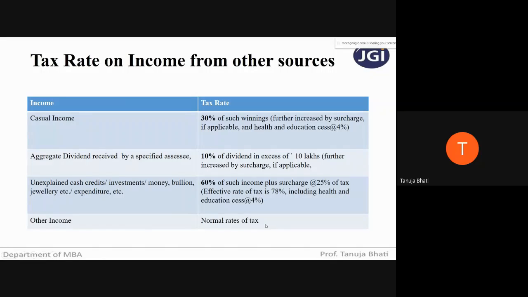So by this we have completed the theory part on income from other sources, where we have seen the meaning, a few items falling under income from other sources, allowable deductions under income from other sources, disallowed expenditures under income from other sources, and what the tax rates are for income from other sources.